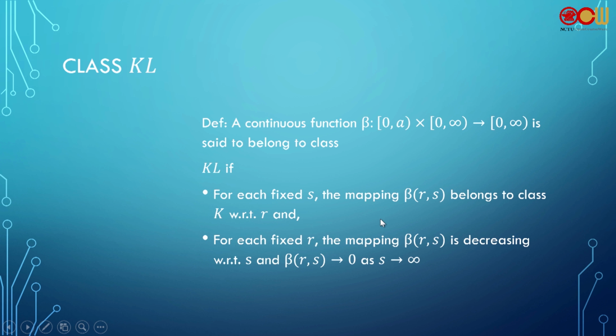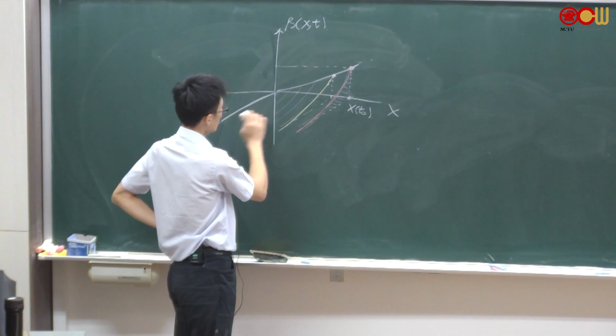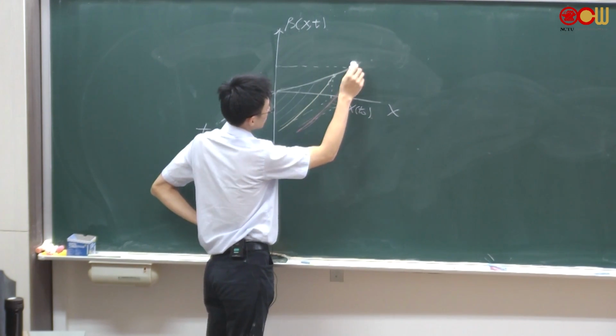Okay. So class KL. The definition for class KL function is a continuous function beta. It maps from two domains into a scalar domain. So you have two arguments, R and S. It has two properties. If you fix S, if you fix the second element and increase the first element, then beta increases with R. And again, if you fix R and increase S, the beta value will decrease to 0 as S increases.